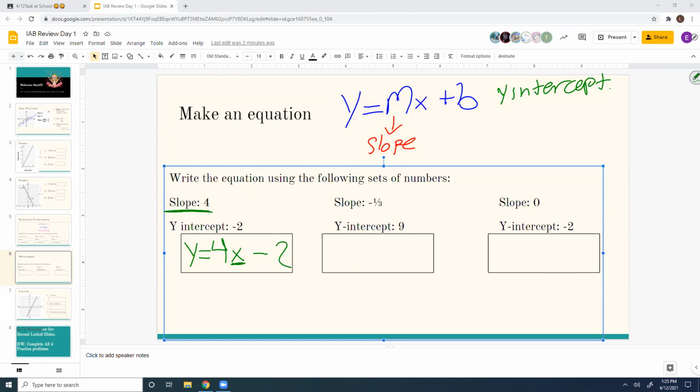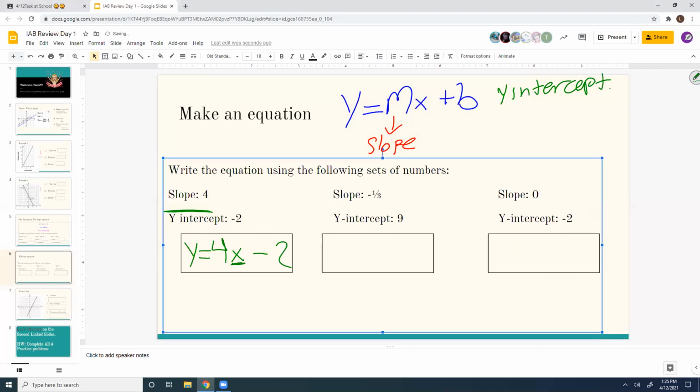Why is it minus 2? Haley D? Because it's a minus 2. Very good. So we said y equals 4x minus 2, and we said minus 2 because the y-intercept is a minus 2. Good. Now I want you to take 2 minutes right now to write the next two equations using these two sets of information, using this equation as a mold. Go ahead and give it a go.